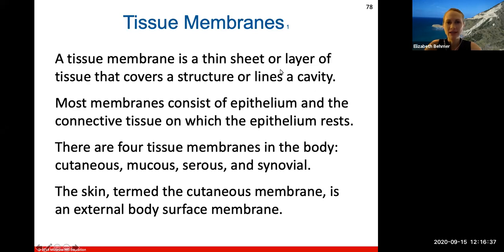A tissue membrane is a thin sheet or layer of tissue that covers a structure or lines a cavity. Most membranes consist of epithelium and connective tissue. There are 4 tissue membranes in the body: cutaneous, mucous, serous, and synovial. The skin is termed the cutaneous membrane, and that's the external body surface.